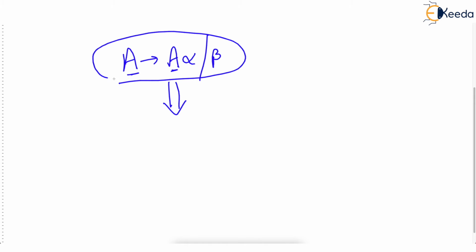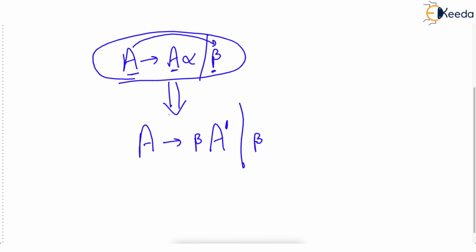Just observe, I am rewriting a few things over here. A derives A alpha or beta. This is left recursion. We don't want this left recursion, so we simply rewrite this as follows. We keep A as the start symbol, but we put beta on top, followed by a new non-terminal A dash, or simply beta. So we have preserved A derives beta.